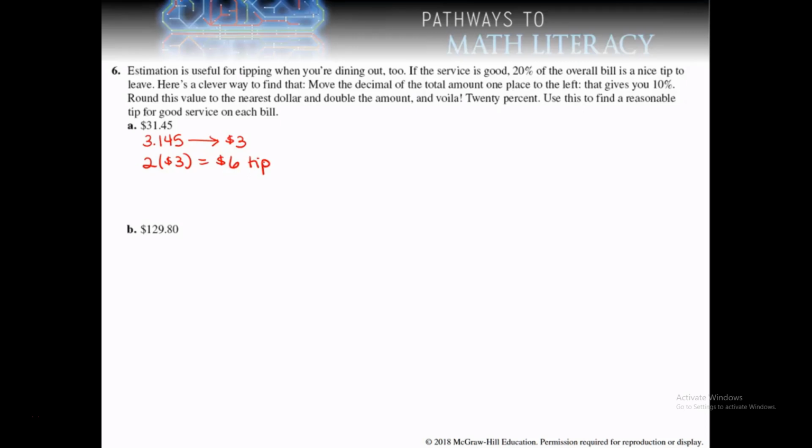In part B, we have $129.80. So I'll move that decimal point 1 to the left. That's going to give me 12.980. I'm going to round that to the nearest dollar, which would be $13. And then I'll double that. 2 times $13 gives me a $26 tip.